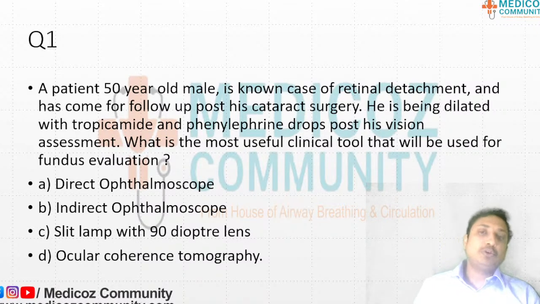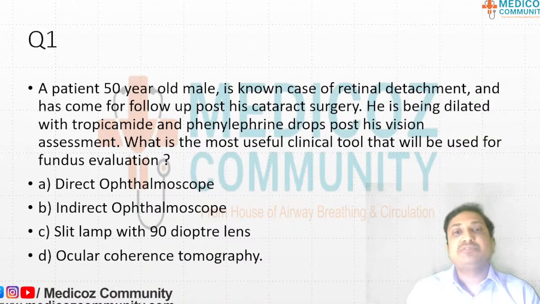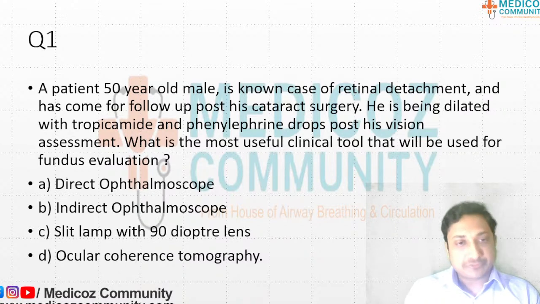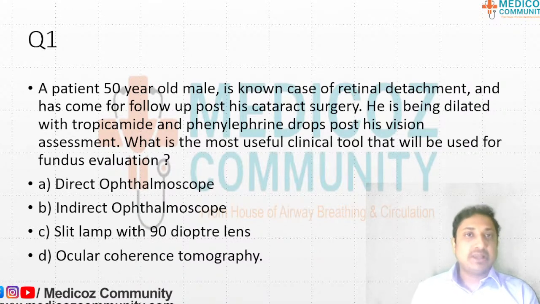So here what we know about the patient is that he is a 50-year-old male. He is a known case of retinal detachment. He has come up for follow-up post his cataract surgery. He is being dilated with tropicamide and phenylephrine drops, that is T plus drops. What is the most useful clinical tool? They want to know what is the clinical tool that you will be using to examine the retina of this patient. The options are direct ophthalmoscope, indirect ophthalmoscope, slit lamp with 90D lens, and optical coherence tomography.